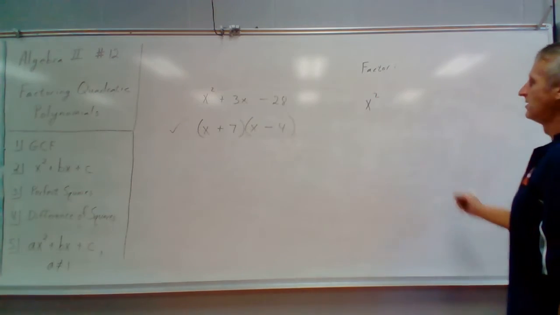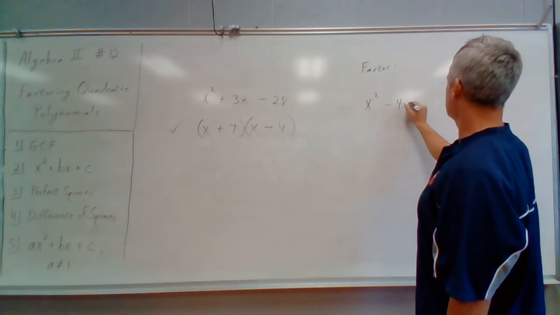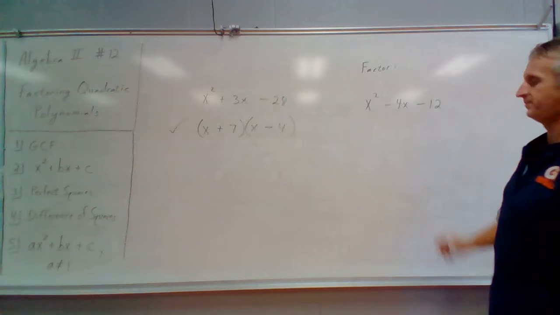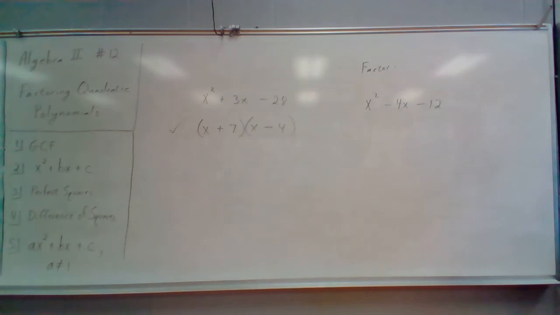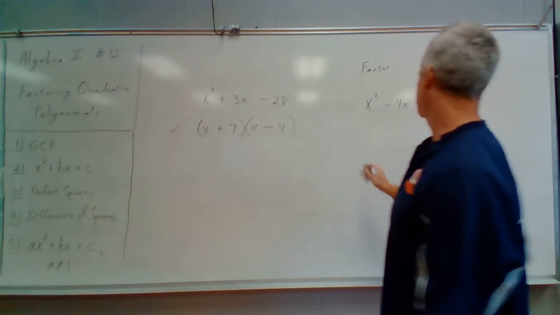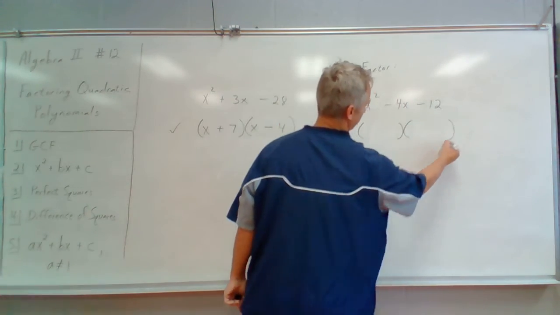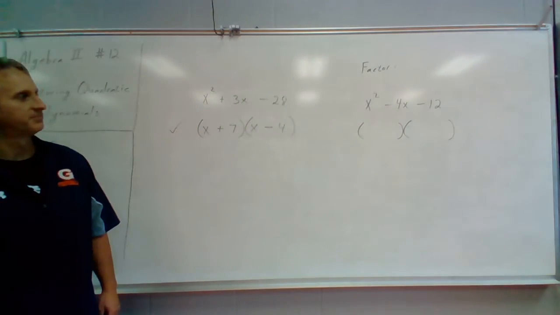x squared minus 4x minus 12. Okay, so question number 1, does that have a GCF? No, it doesn't. So let's see if we can factor this trinomial into the product of 2 binomials.